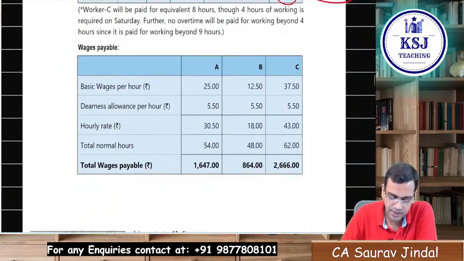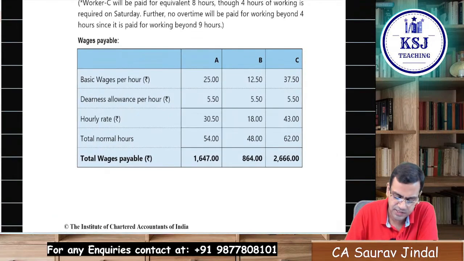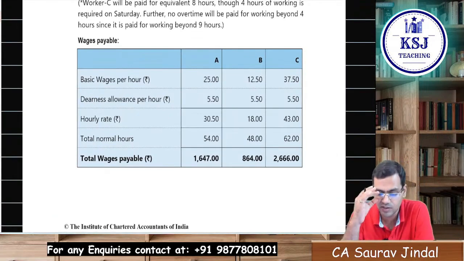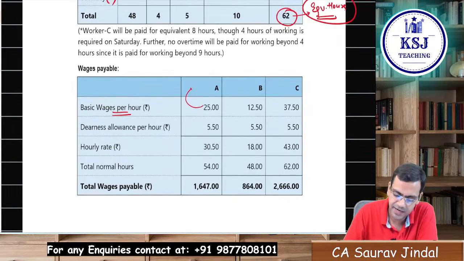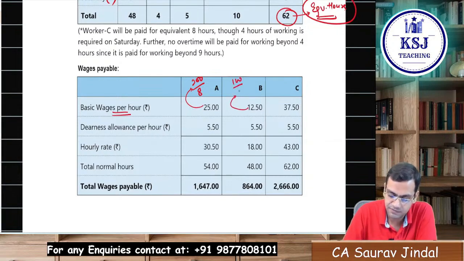Now let's move ahead. So what is the requirement now? Now it is simple. Basic wages. He wants to calculate the total wages of the worker. Basic wages per hour. For A, he is being paid 200 rupees for 8 hours, so 200 divided by 8. B is being paid 100 rupees for 8 hours and C is being paid 300 rupees for 8 hours. Right?